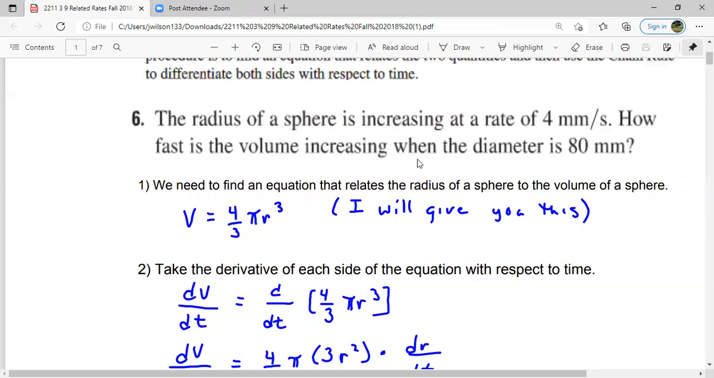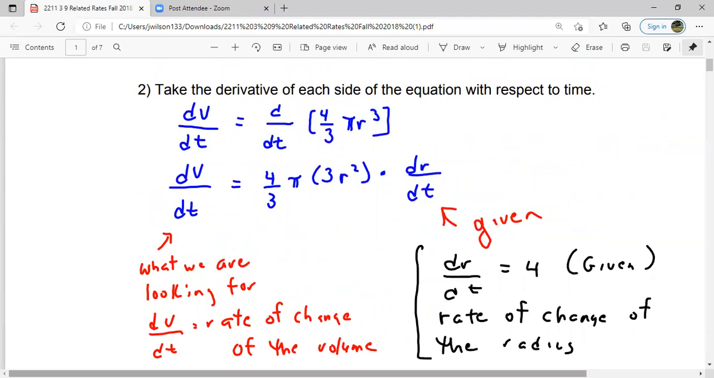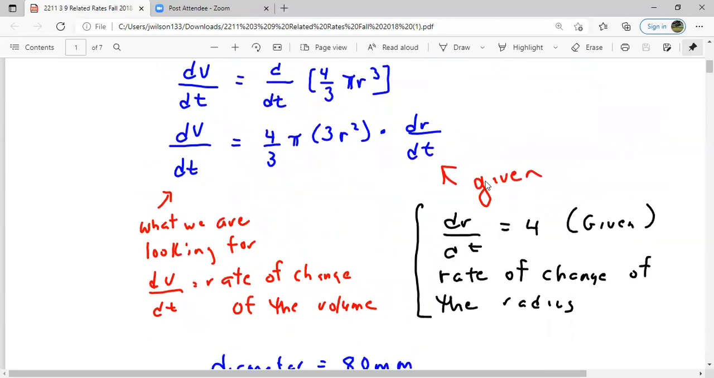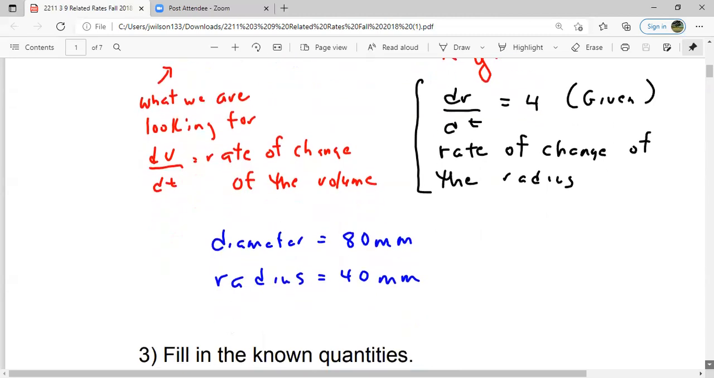And we want to know how fast the volume is increasing at the moment in time when the diameter is 80 millimeters. So it's an instantaneous rate of change. I know that dr/dt is 4. That was given. And dV/dt is what we're looking for. So I can substitute in the 4 for dr/dt, and then I can substitute in a value for r. If it's the moment in time when the diameter is 80, then the radius is 40. So I substitute in those values, and I should be able to get my answer.